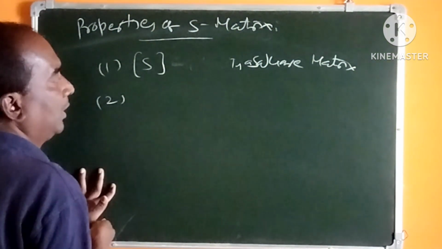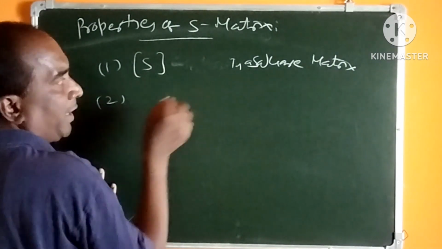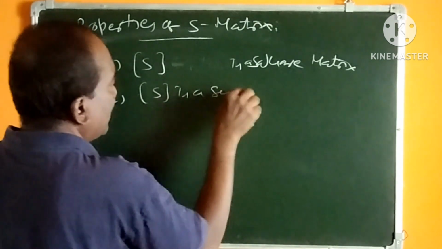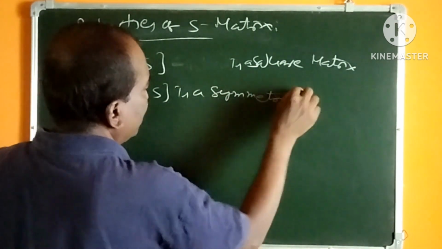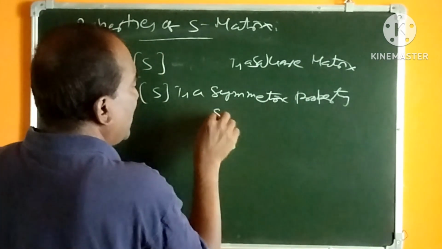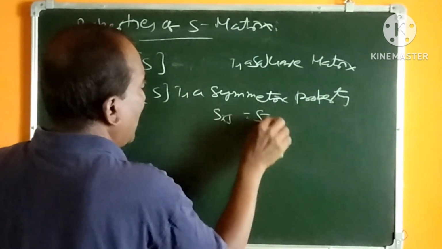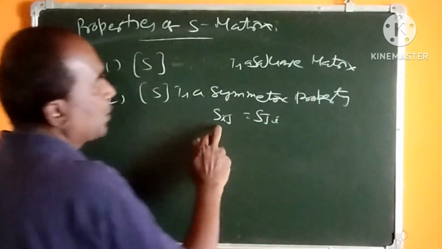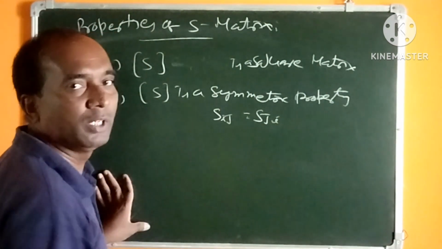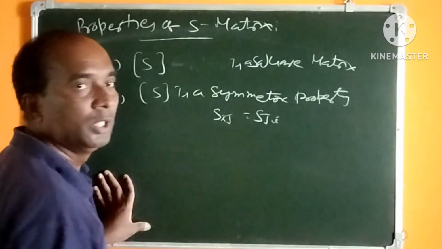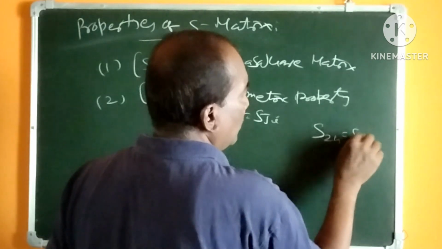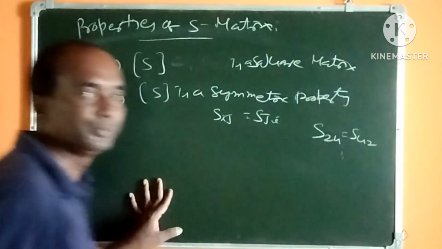Second one, this scattering matrix, S matrix, is a symmetric matrix. It has a symmetric property, that is Sij equal to Sji. That means S12 equal to S21, S13 equal to S31, S23 equal to S32, or S24 equal to S42, and etc.